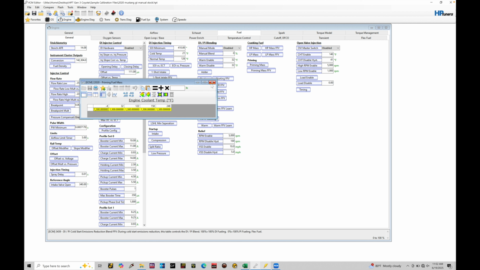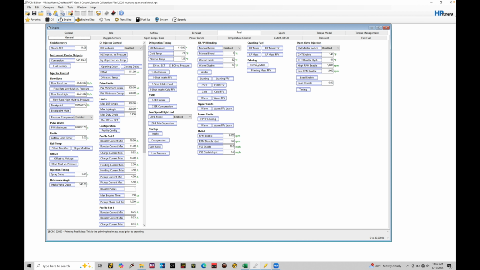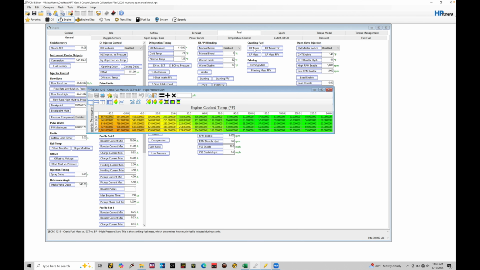I would recommend, if you need to adjust or touch something, to do your cranking fuel tables, specifically your high pressure mass table here. This is the table that's responsible for probably most of the time, 99.9% of the time, what your fueling delivery is going to be under cranking conditions. So the priming is used to have a huge shot of fuel into the combustion chamber to aid the engine to fire off. As soon as it delivers that, it moves into your cranking fuel.